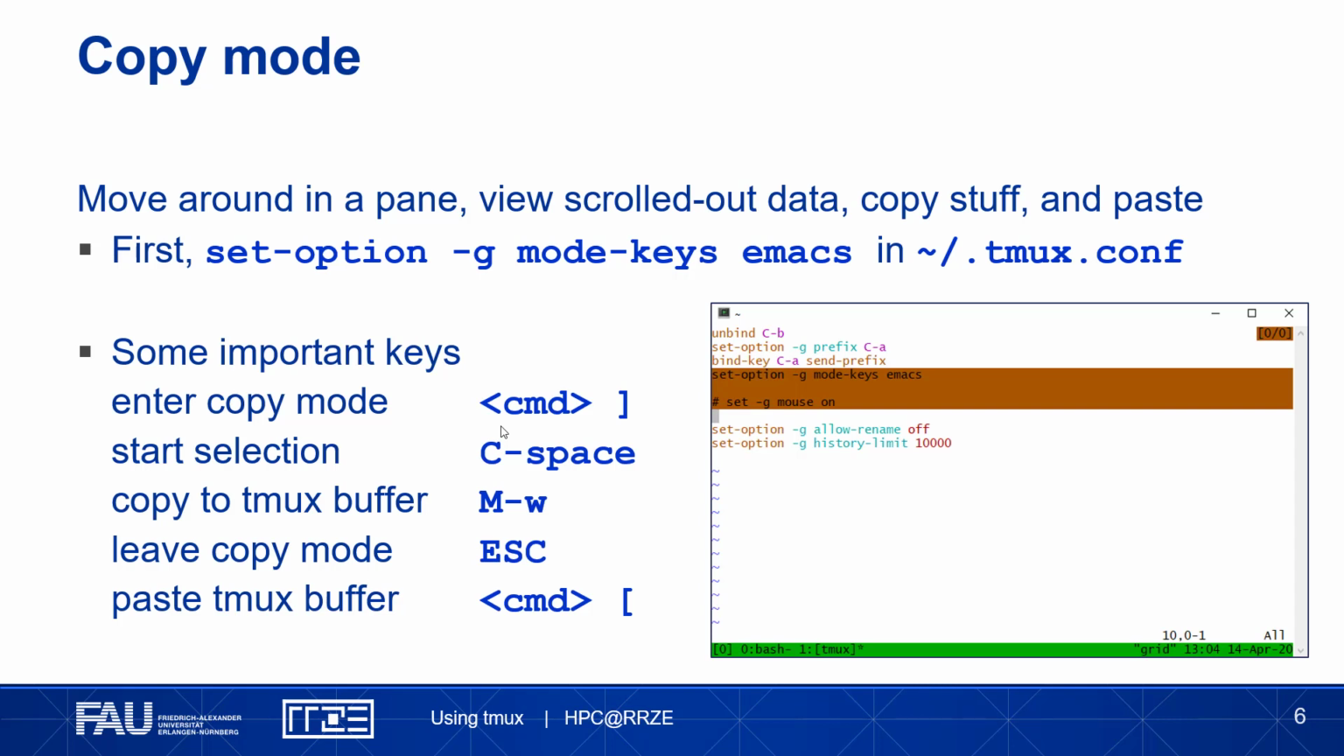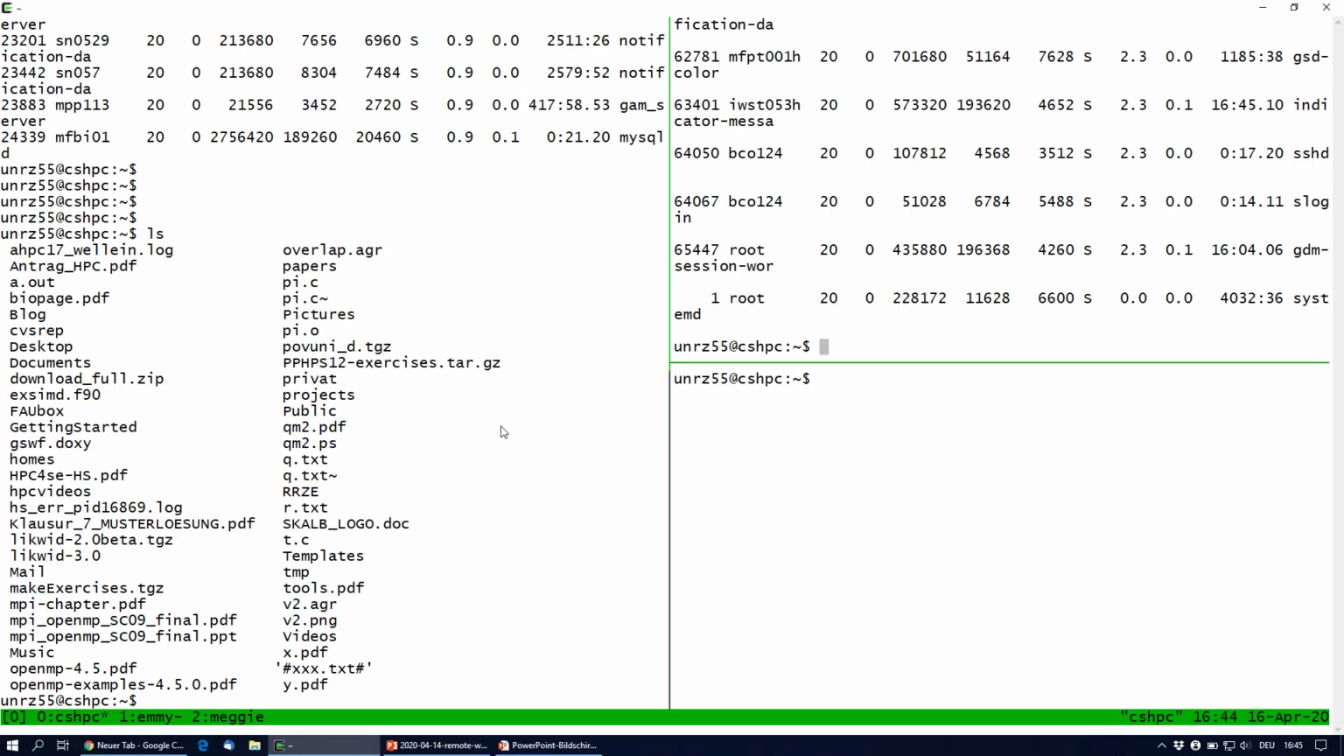Okay, let's try this. So let's go to the left pane here. What I'd like to do is view some of the stuff that has been scrolled out of this pane already. So I'm entering copy mode, hitting Command opening bracket. The fact that copy mode is active is denoted by this label up here. And I can now use the arrow keys to move around.